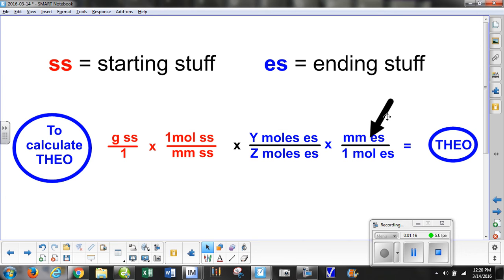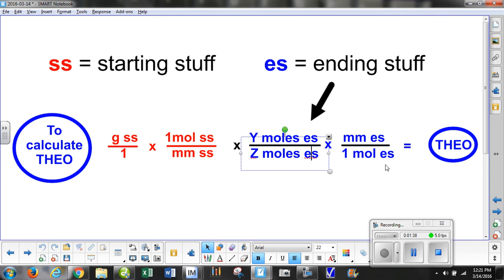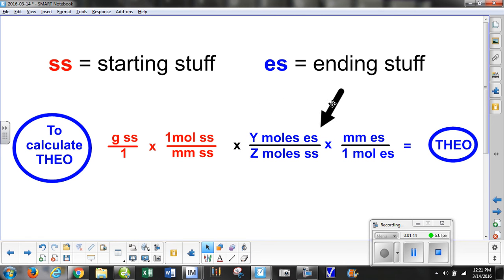Notice molar mass is on top here for the ending stuff, but it's on the bottom here for the starting stuff, because we're going from grams to moles, and then we're going from moles to moles, moles of the starting stuff to moles of the ending stuff. And I just realized that this is where I need to have this as starting stuff also. Okay, this is where we actually do the changeover, this fraction right here.